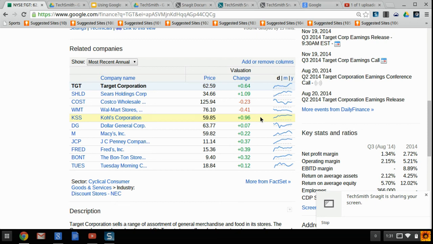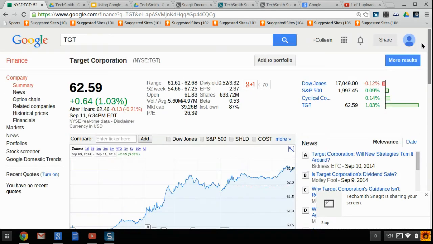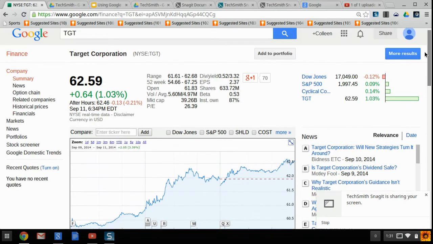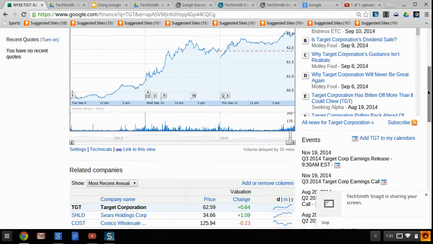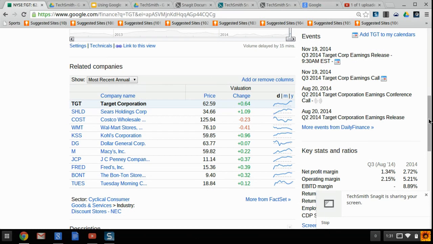Okay, so now we're going to take a look at finding financial information about a company. Underneath your graph, and right now we're going to look at Target Corporation, you can see that under the graph, you have a section that talks about related companies. It's probably important to take a look at where your company ranks compared to its peers because that gives you an idea of where they are in terms of their earnings and where they are in terms of being able to take profits away from their competitors.